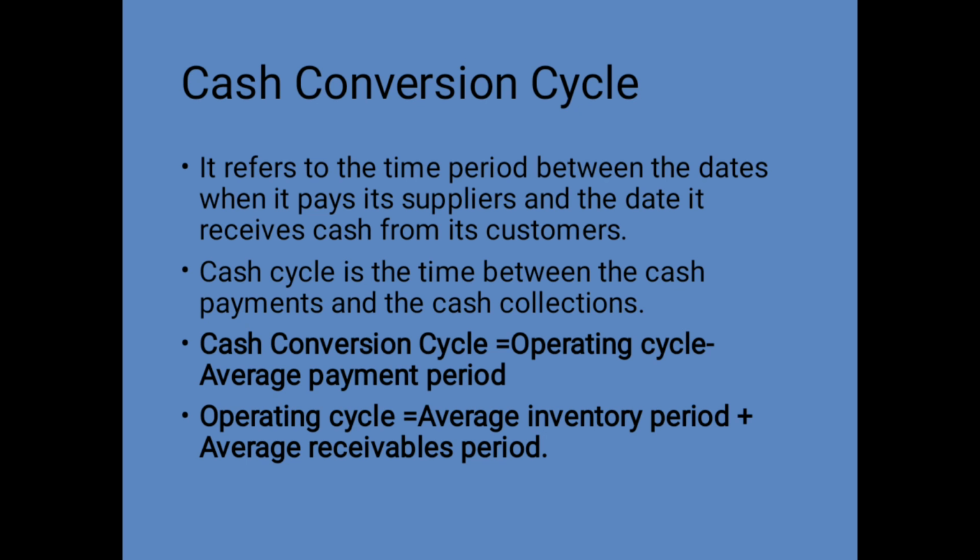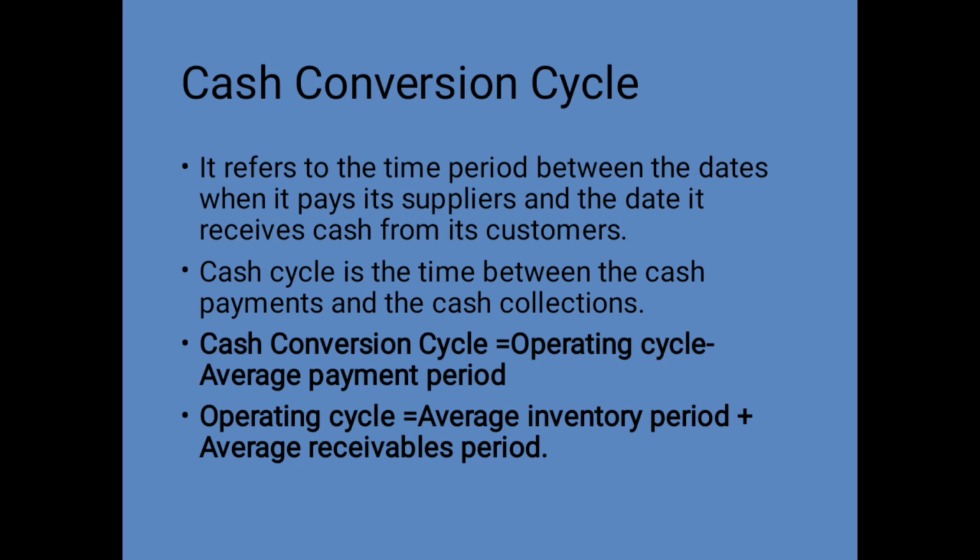What is an operating cycle? Operating cycle means average inventory period plus average receivables period. Average inventory period is the time in which raw material is converted into finished goods. Average receivable period means the time taken to collect the cash from the customers.